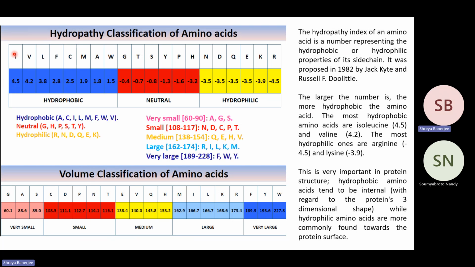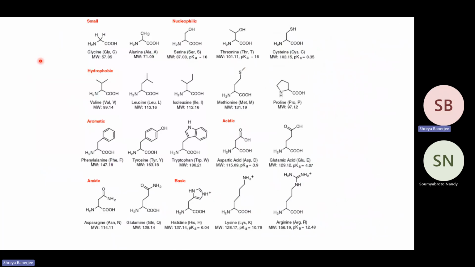You can see the most hydrophobic amino acids are isoleucine, which has a hydropathy of 4.5, and valine, which has a hydropathy of 4.2. This makes sense because if you go back and look at isoleucine, you can see it has a very hydrophobic side chain, which is just composed of CH2 groups. And similarly for valine.